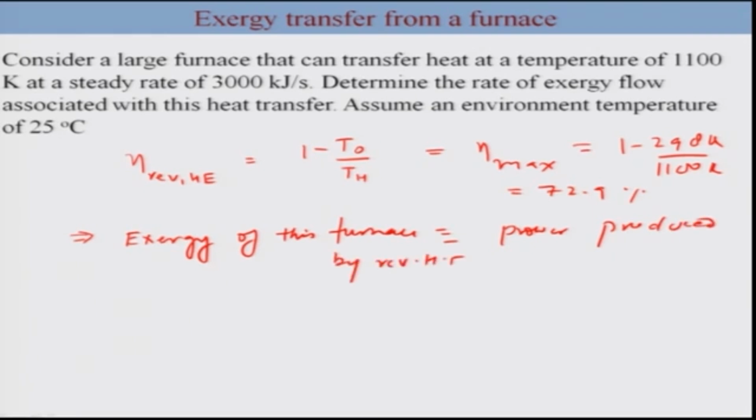reversible heat engine. Or W_x,max is W dot reversible, which is going to be the efficiency of this reversible heat engine multiplied by Q, and this Q is already given to us as 3000 kilojoules per second. This turns out to be 2187 kilowatt.